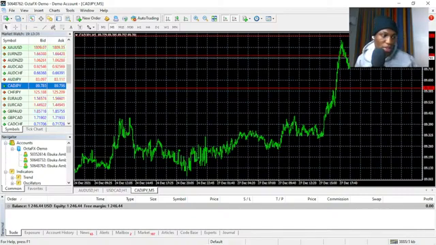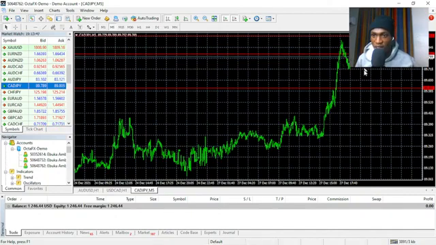What do you mean by pips? Pip is the movement. Like you calculate your profits in pips, or currency pairs move in pips. Generally, everything that you trade in the currency market is calculated by pips.